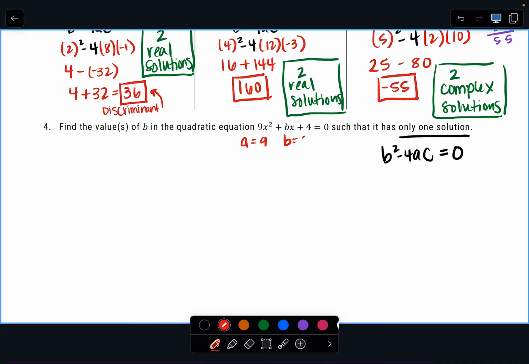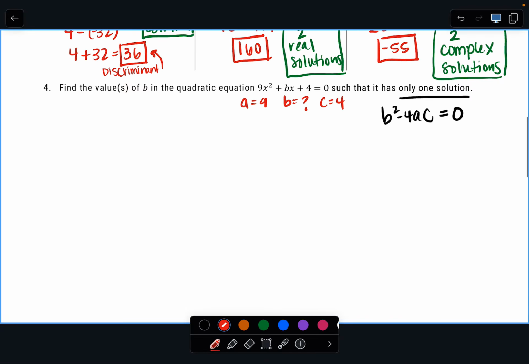Now, the only difference in this case is we have a is 9. In this case, we don't know what b is yet, so I'm just going to leave it as b. And then we have c is equal to 4. So all I'm going to do is fill in what I know and solve for what I don't. So I'm going to have b squared minus 4, my a was 9 and my c was 4, and I know that this whole thing has to be equal to 0. So I plugged in what I knew. The only thing I don't know is b, so that's what I have to solve for.